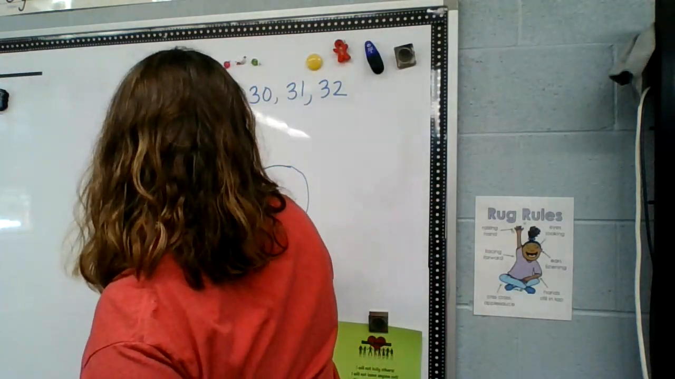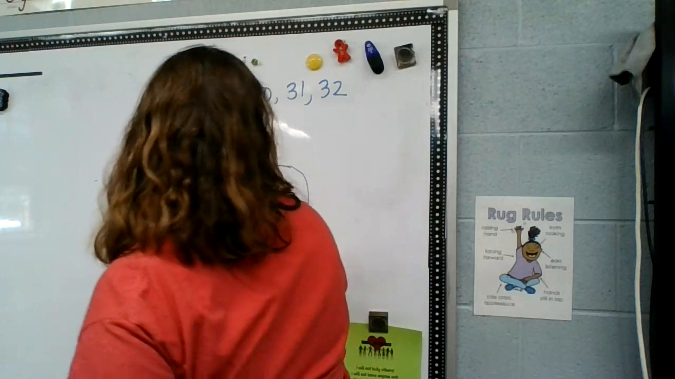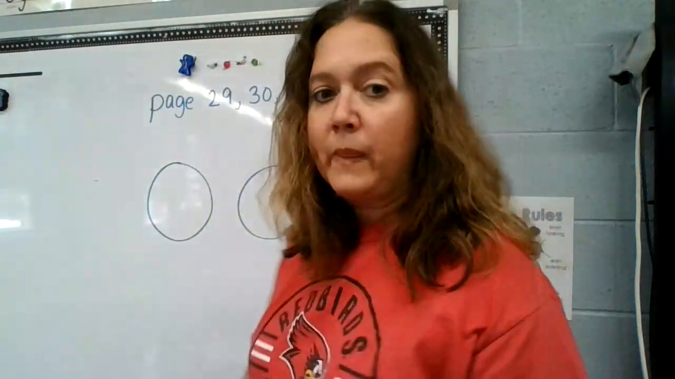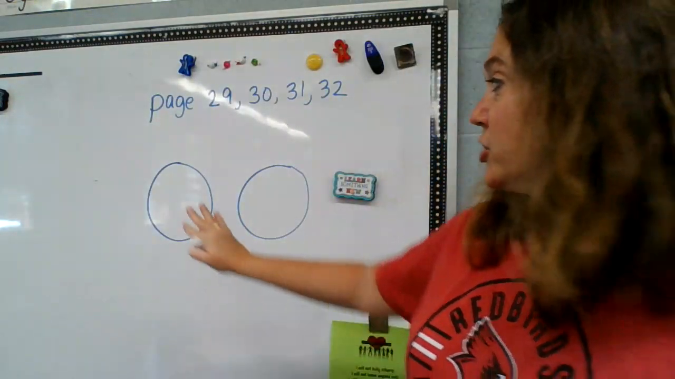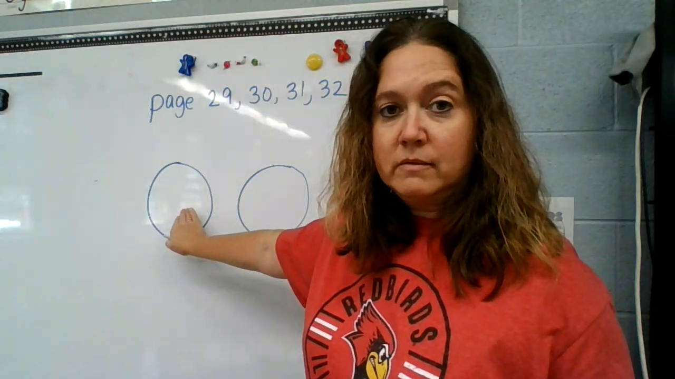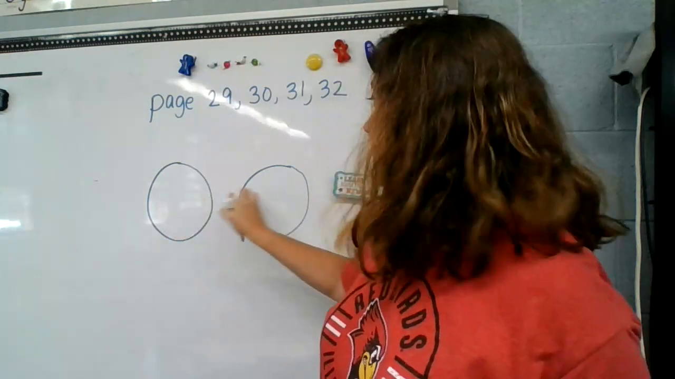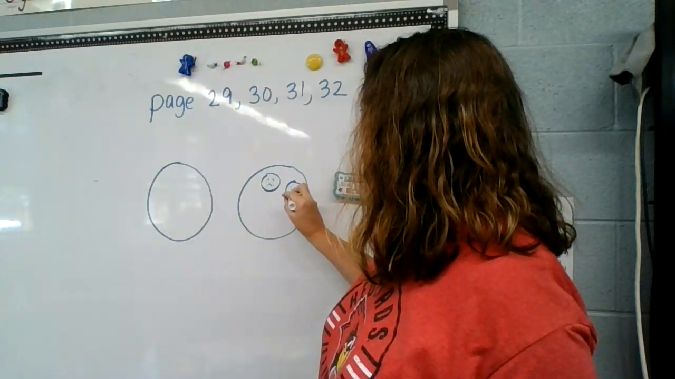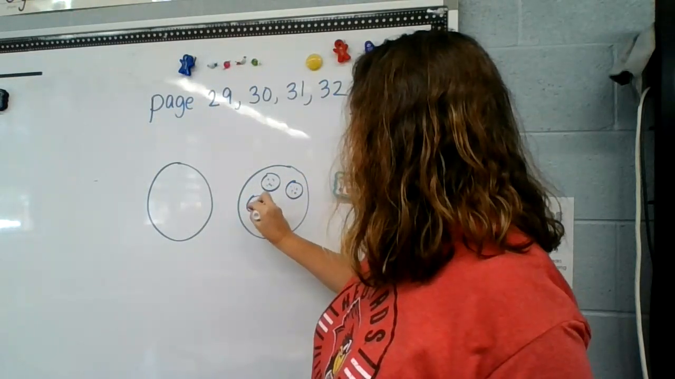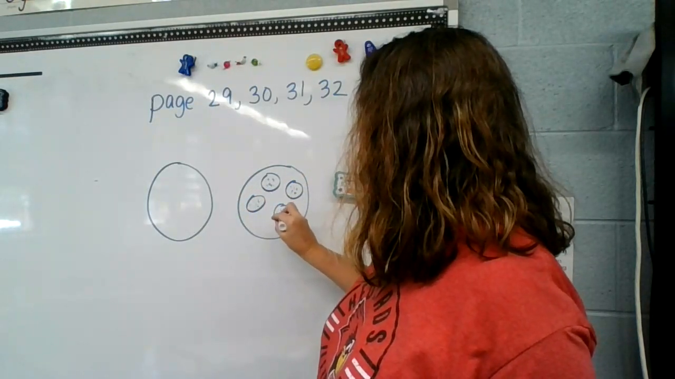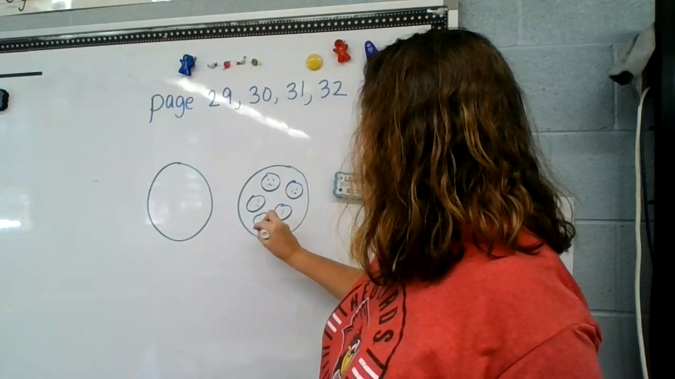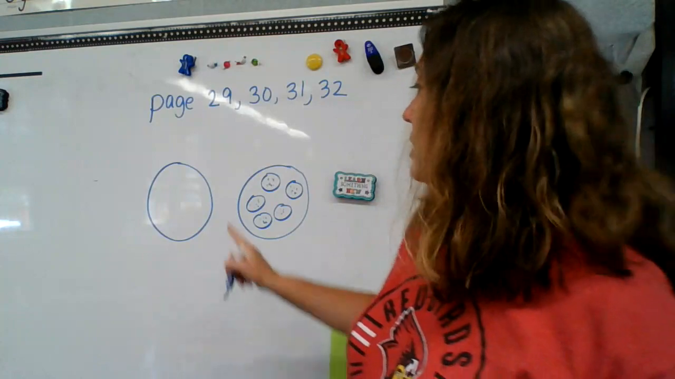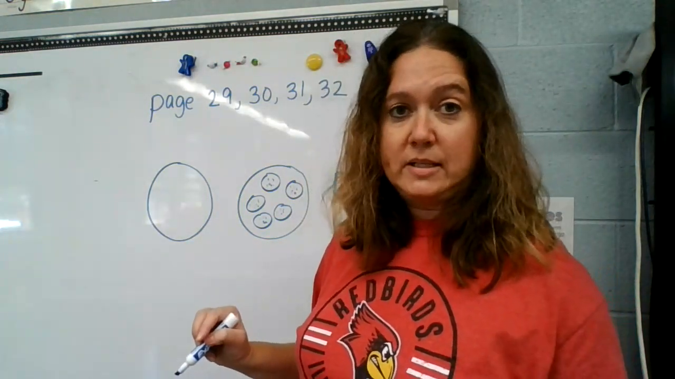I'm going to leave the plates. This time I'm going to start with nothing on the first plate, and then I'm going to have 5 chocolate chip cookies on the second plate. So we're going to write out an addition number sentence again.